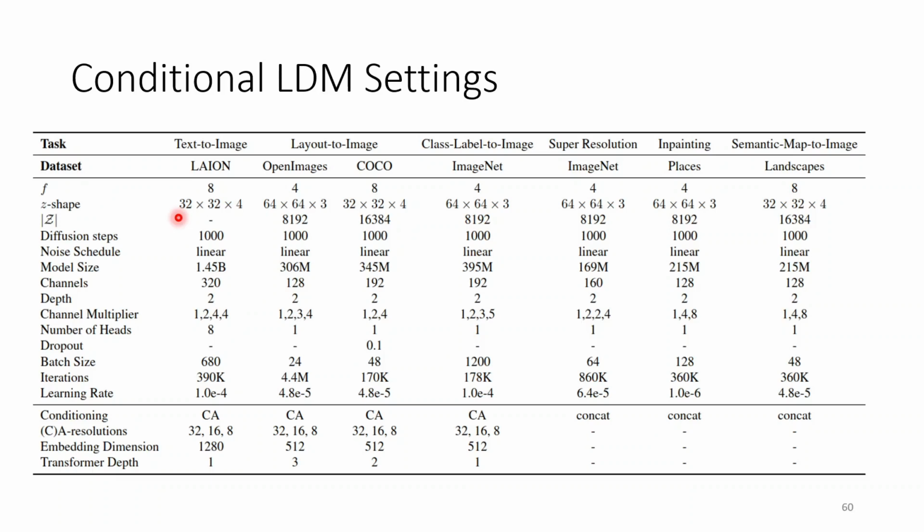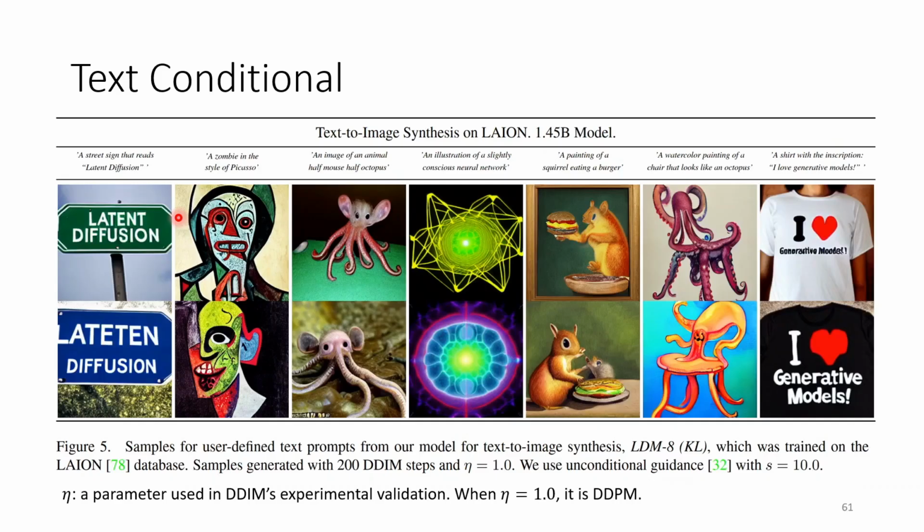Okay, and let's see some results. These are good results, I believe, otherwise they won't show them in the paper. Given a text sentence, they generate the results. Here, when you see the caption, you see there is an unconditional guidance. I need to explain it. What is the unconditional guidance?